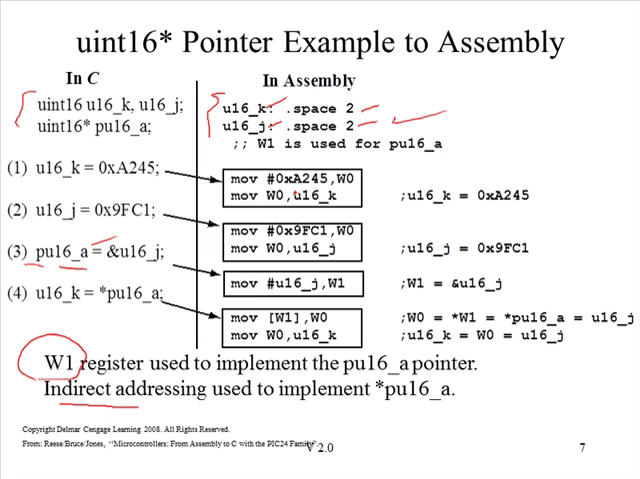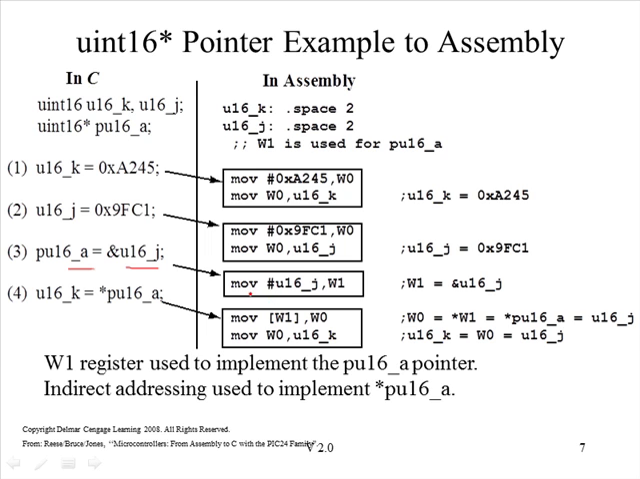So first of all, we're going to move the immediate value A25 into W0, then move that into K. We'll do the same thing for J. We'll move the immediate value 9FC1 to W0, then move that into J. At this point, we want to assign the address of J to A. So we're going to do that in this way.